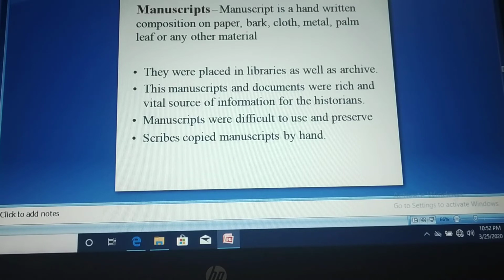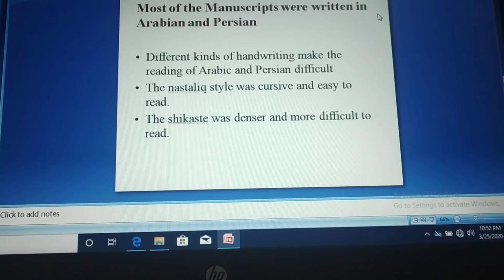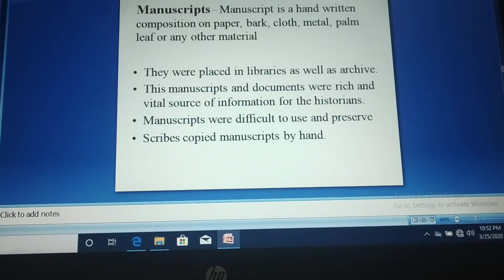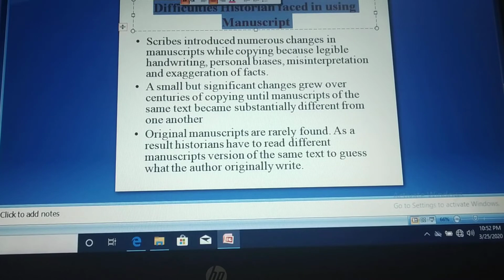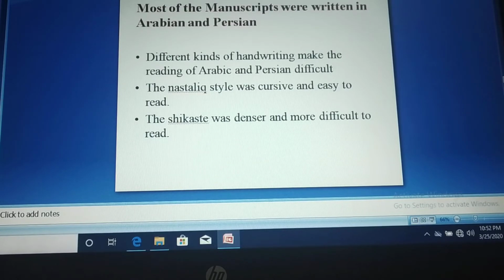For that particular purpose, scribes were employed, and the main function of these scribes was to copy the manuscript. Suppose a chronicler or a court poet has written something, the scribes will copy and produce more copies of it. So there was a specialized person for copying this. But there was a problem. Historians faced a lot of difficulties using these manuscripts. We'll discuss it. Before that, we would like to discuss what exactly was in these manuscripts.